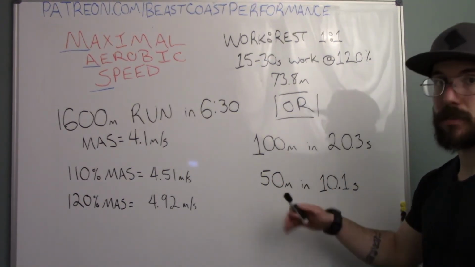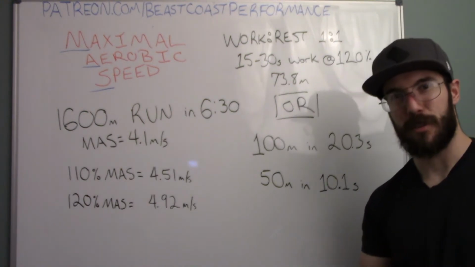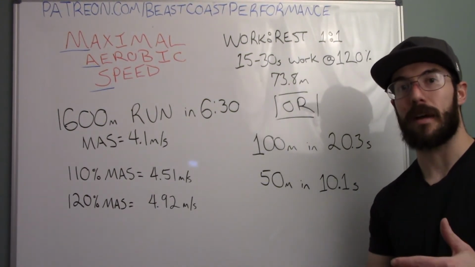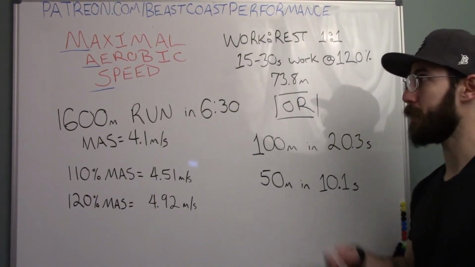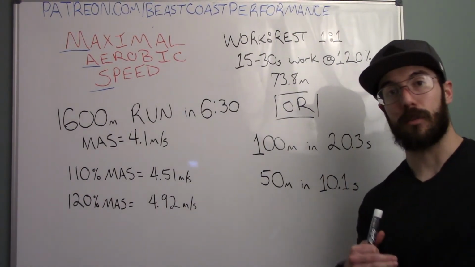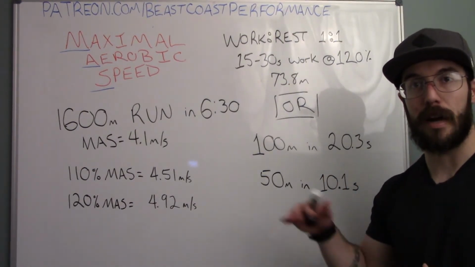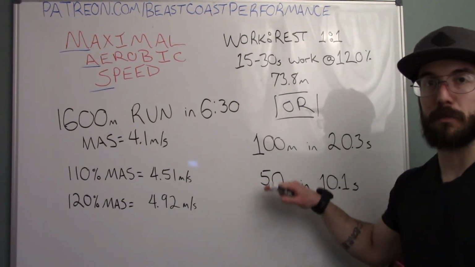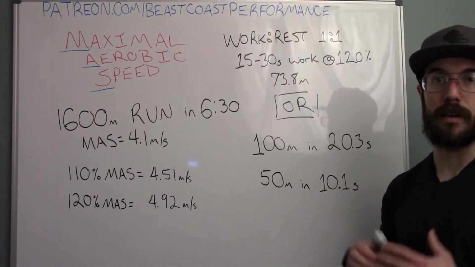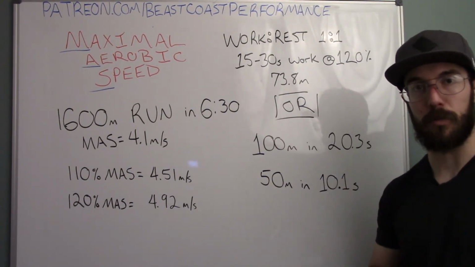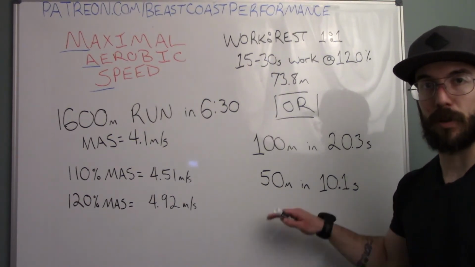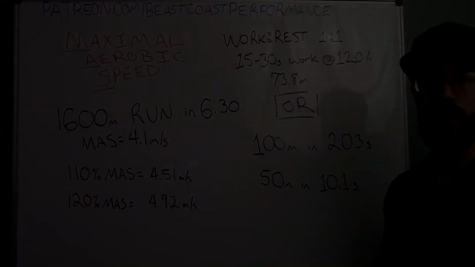Run the distance. 4 to 6 repetitions your first time out, and then expand from there. The more volume we can get at MAS, the more it should increase over time. And so I'll have a guide up on how to expand upon that and increase your volume week to week for aerobic power intervals. But I wanted to give you an idea of how to calculate it and how to do it.